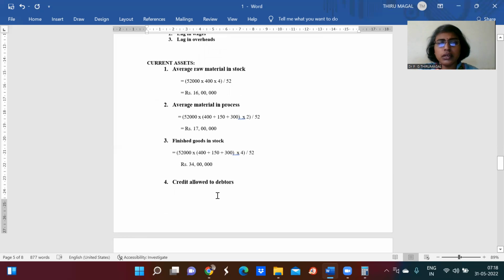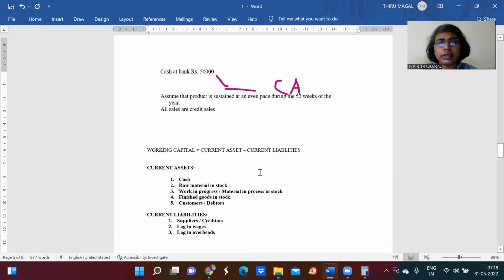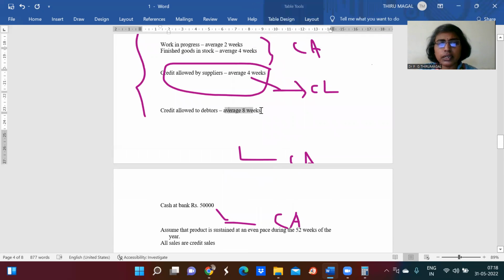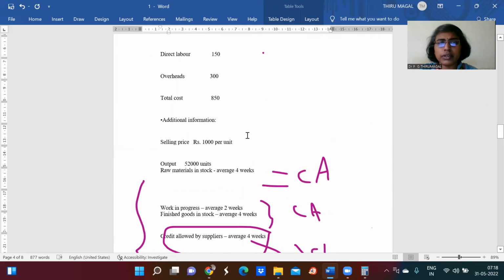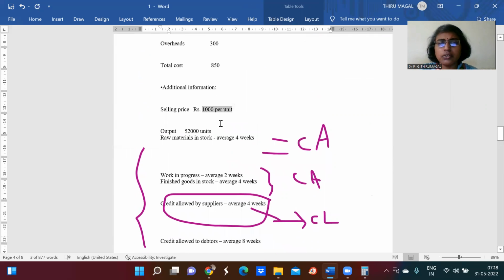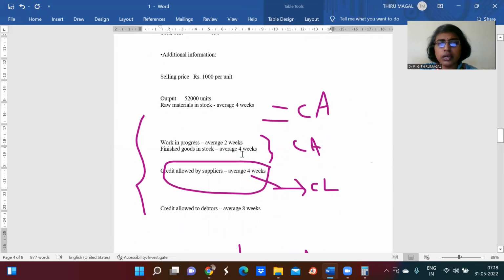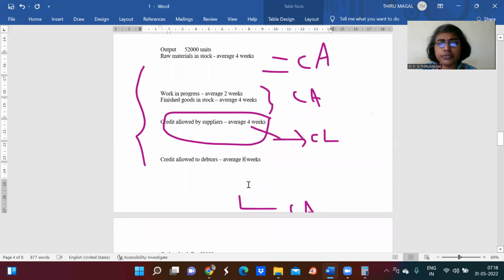Now after this, credit allowed to debtors. The next data is credit allowed to debtors is 8 weeks. Since a debtor is nothing but the customers of the company, we need to mention selling price per unit. So selling price per unit is 1,000 and the average weeks is 4 weeks.